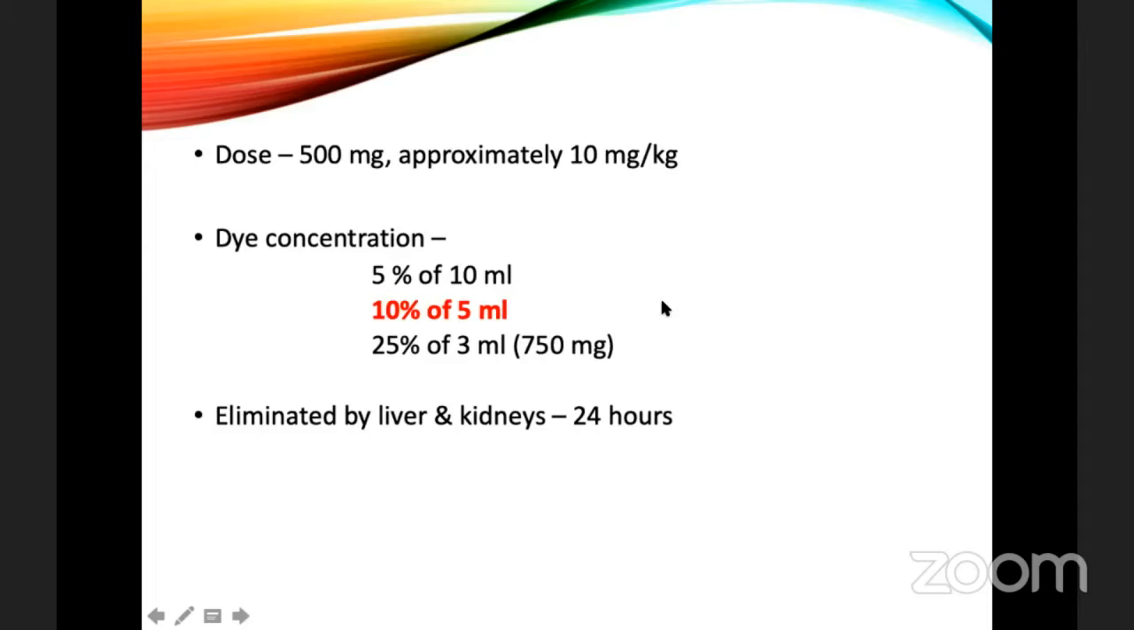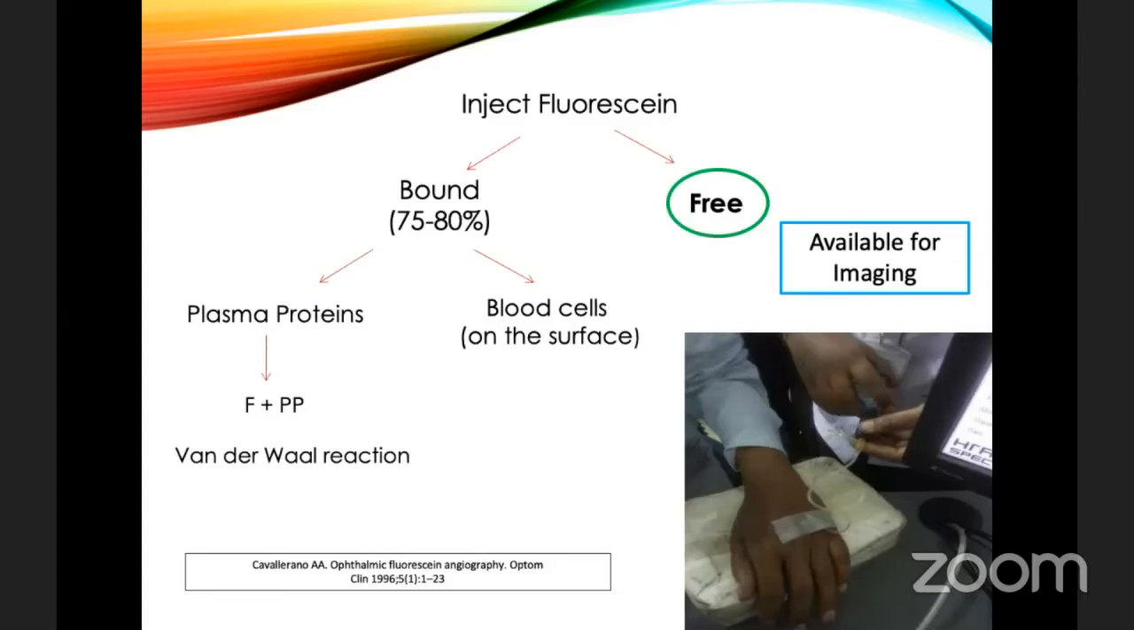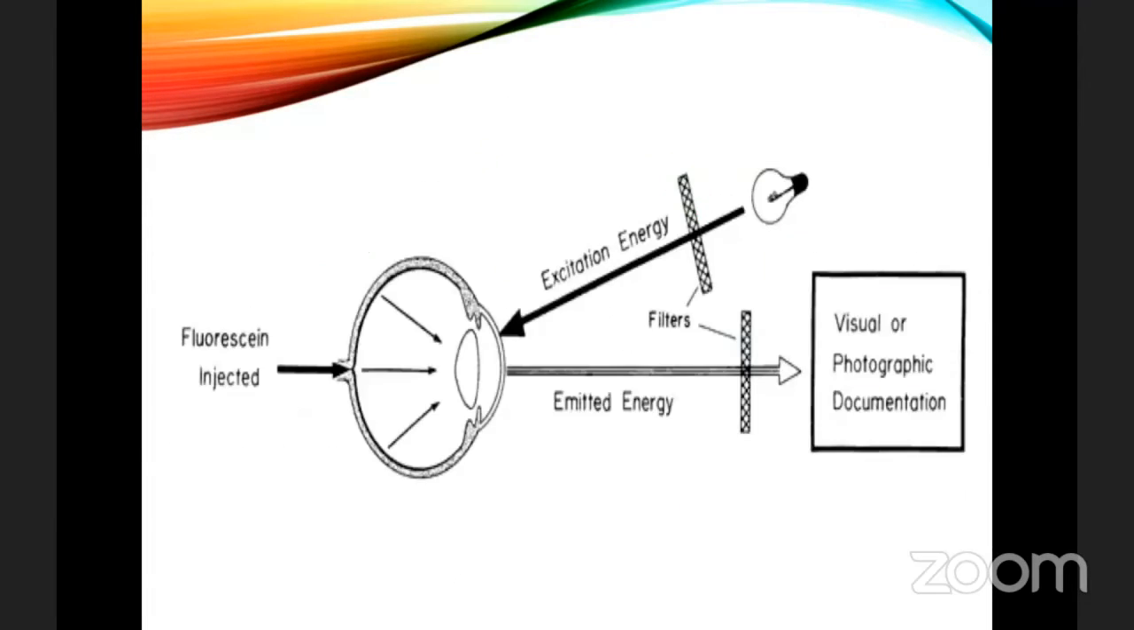So the dose is basically 10 ml of 5% solution, or 5 ml of 10% solution, or 3 ml of 25%, and it is eliminated by the liver and the kidneys over 24 hours. When we inject fluorescein, about 80% is bound to the plasma proteins and the blood cells. Only 20% is free and available, and is used in imaging.